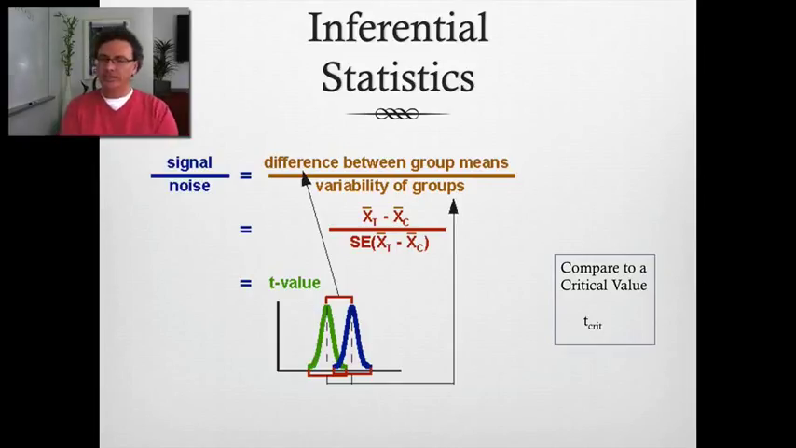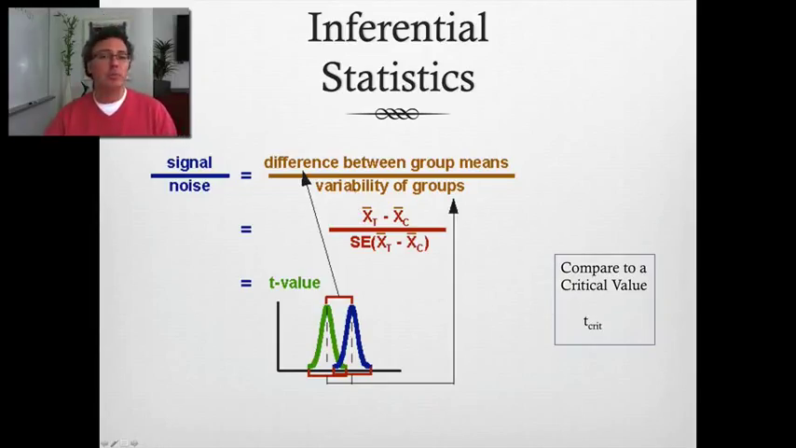And so literally, what we would do in an experiment like this is compute a t-value based on the data we have, and then we would compare it to some critical value. And this critical value would tell us what size of t is big enough for us to get excited. And that'll depend on the number of subjects we have and a variety of other things that we're not going to get into in detail here.